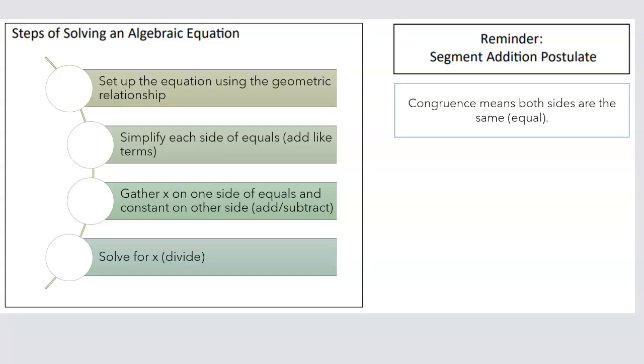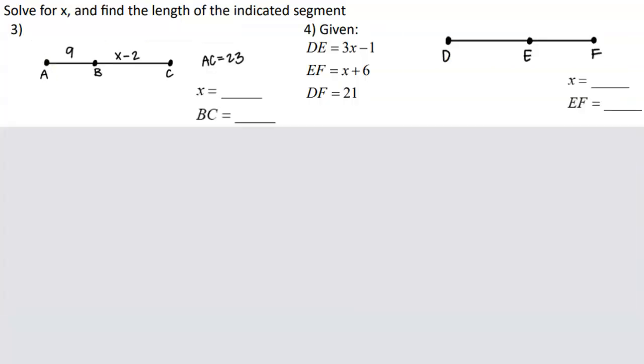So we're going to be using the segment addition postulate for setup, and we're also going to be using midpoint to show congruence. If I have congruence, then I can set both segments to be the same. The length would be the same.